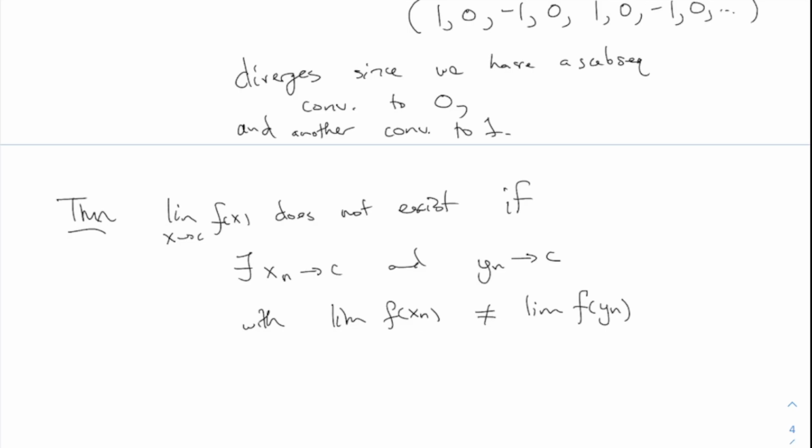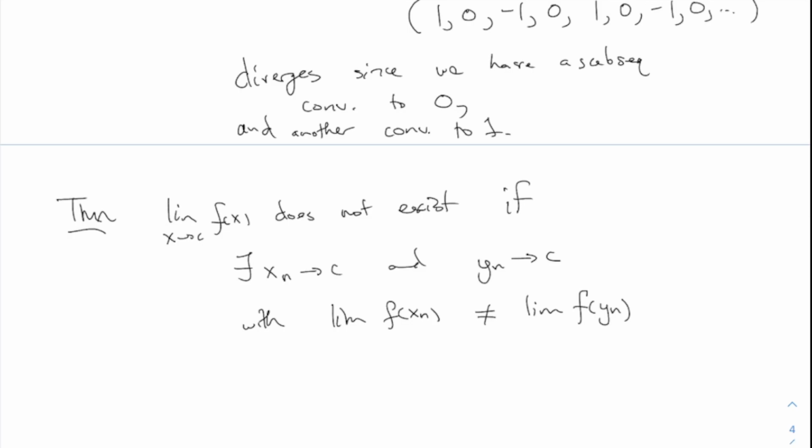So this is a very slight variation, but this lets you jump directly to this business about two subsequences going to different values. If you can think of two different sequences so that when you plug them into the function, they converge to different values, then automatically the limit of the function cannot exist. Sometimes this is a little easier to do than the other strategy.